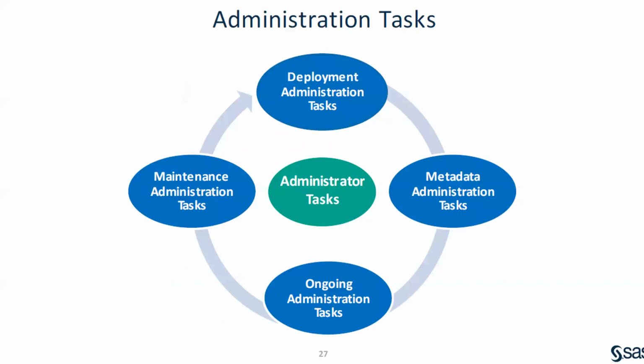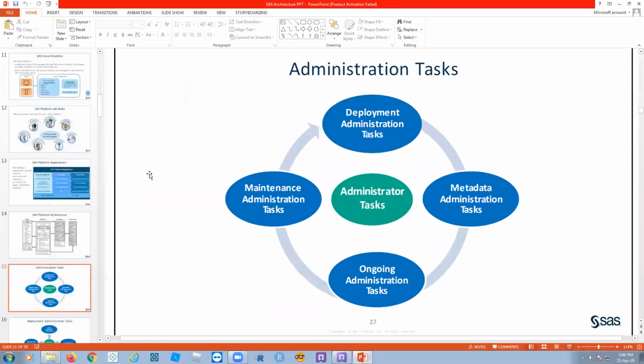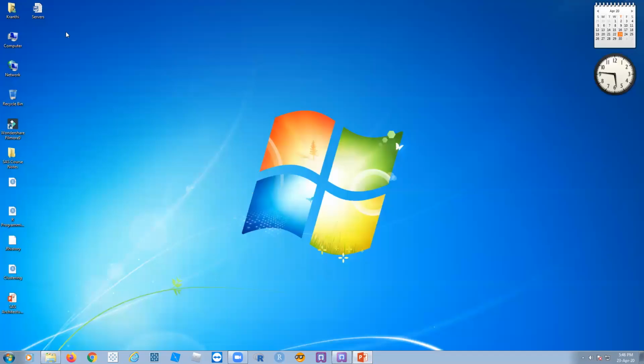Then coming to the administration. So what is the role of the SAS administrator? Actually the administrator has four types of different tasks. First one is deployment administration task. So what do you mean by deployment administration task? For example, we purchase the SAS software from the SAS Institute. So what they will do, they will give the complete software depot. I will show how the depot looks like.